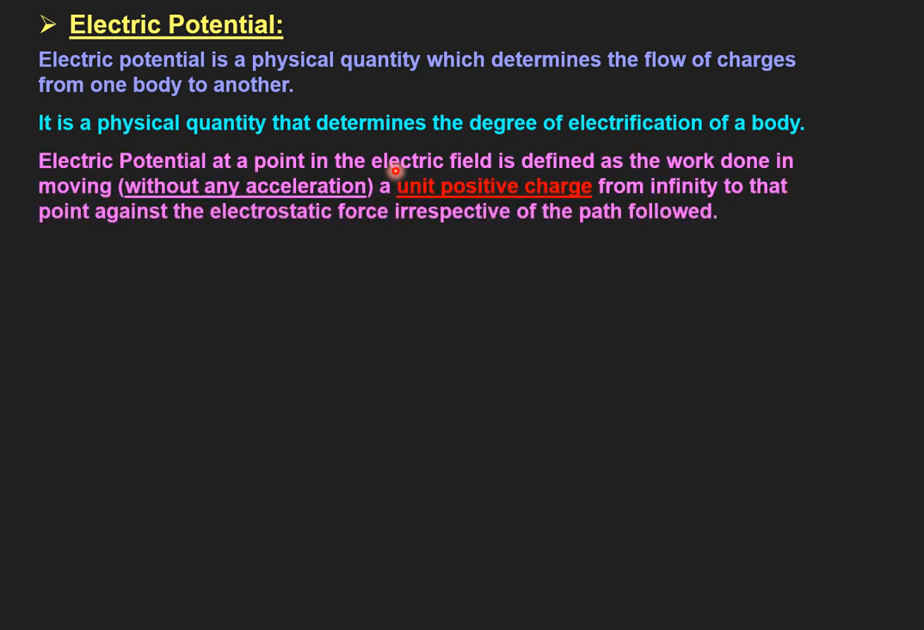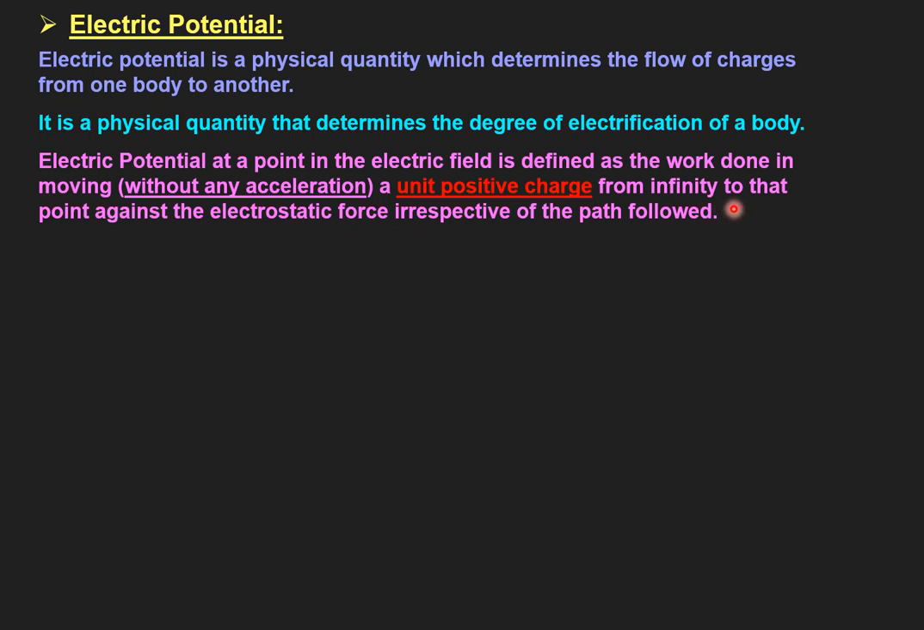So now how can we define electric potential? Similar to electric potential energy, electric potential at a point in the electric field is defined as the work done in moving a unit positive charge, but without accelerating it, from infinity to that point against the electrostatic force, irrespective of the path followed.